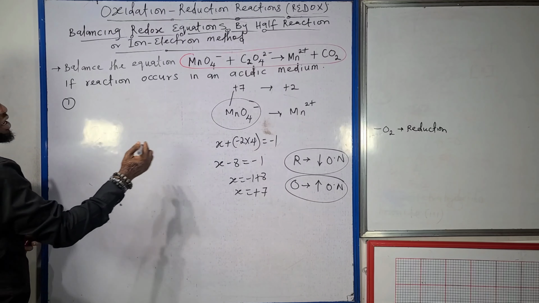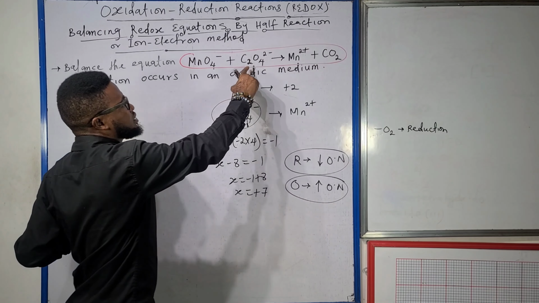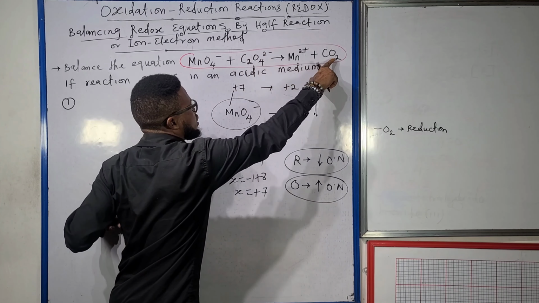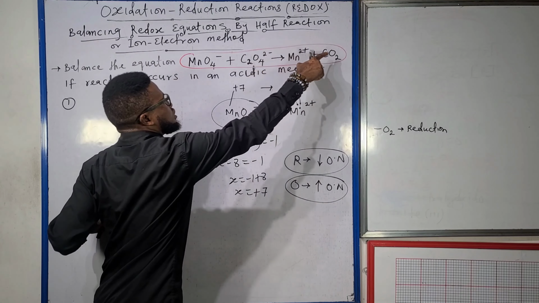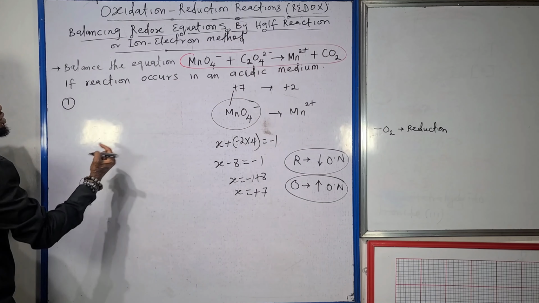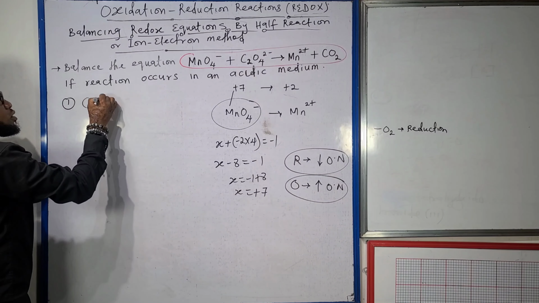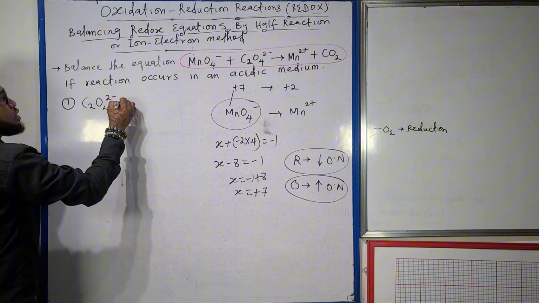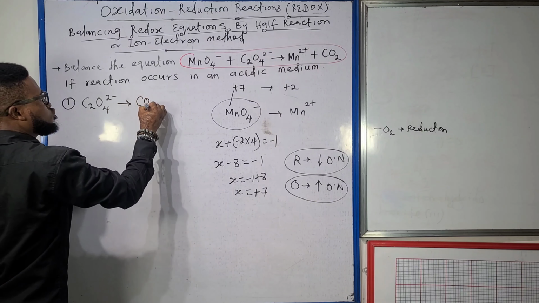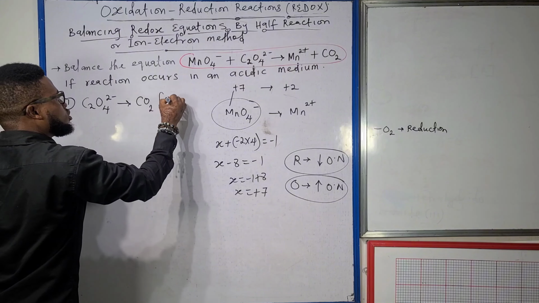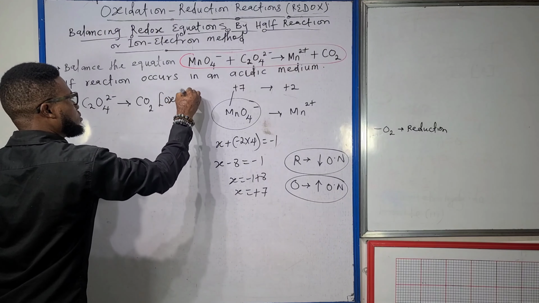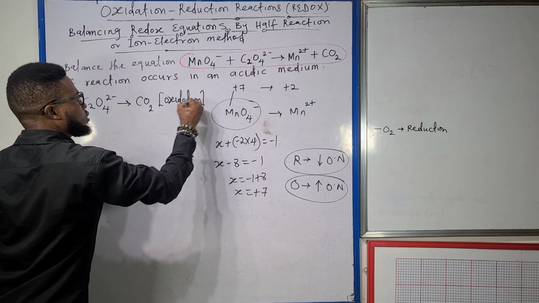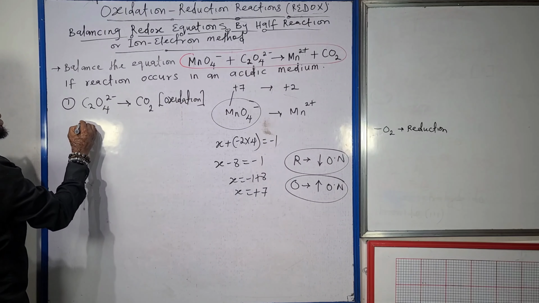So in this case, my oxidation reaction is C2O4 2 minus to give us CO2, minus 2 to 0. That's an increase in oxidation number. So C2O4 2 minus to give me CO2. That is my oxidation half reaction.